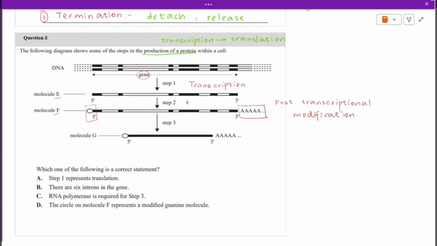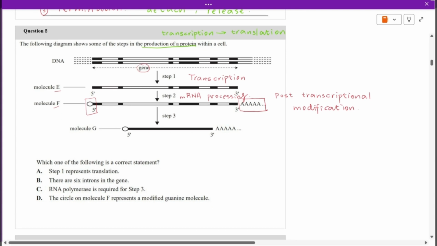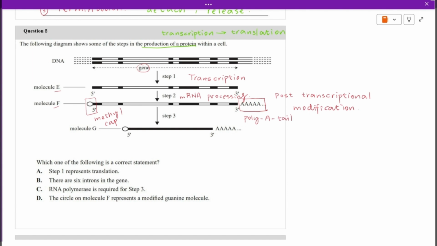Okay, if you don't want to remember the really long name, it's also referred to as mRNA processing. And remember, there's 3 things involved in the process. So first is the addition of a 5' methyl cap. Second thing is the addition of 3' poly A tail. And then last but not least, which is step 3, is splicing.